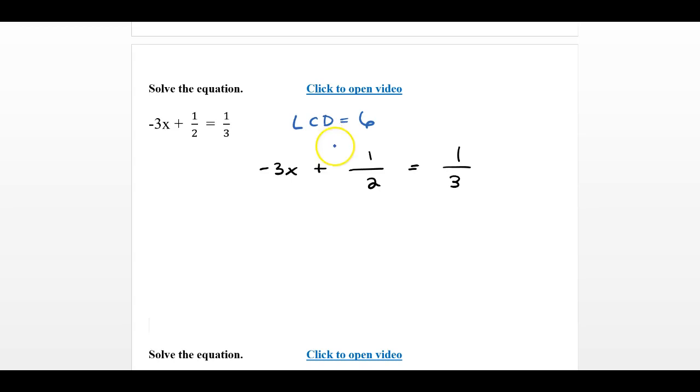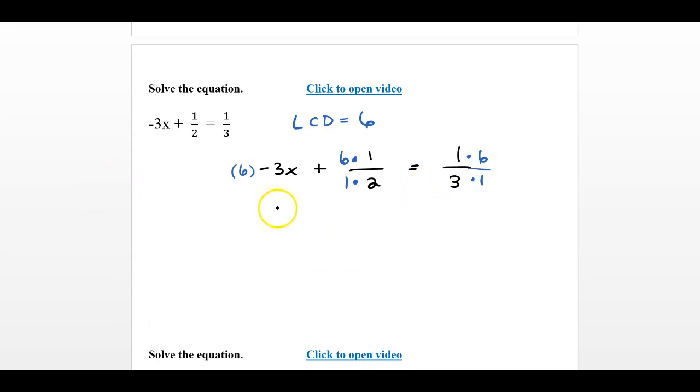The LCD is 6 for this equation. Multiplying each of the three terms by 6. The first term is not a fraction, so we simply just multiply times 6. For the next term, it is a fraction, so I'll arrange it as 6/1, multiplying times 1/2. And the last term is also a fraction. I will also multiply it times 6/1, since it is a fraction.